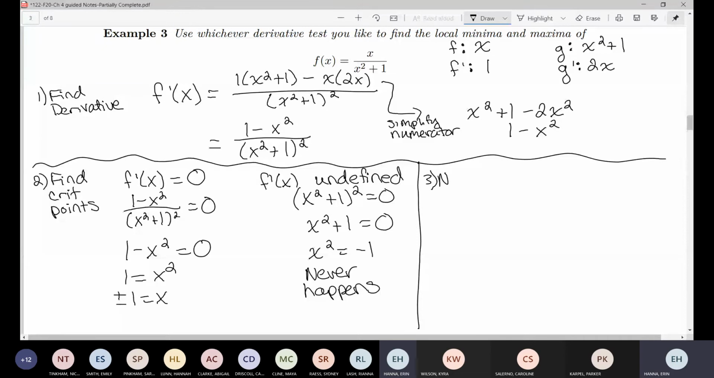Number line time. These are kind of long questions, I will be quite honest. These get a little tedious. Any questions so far before I continue?